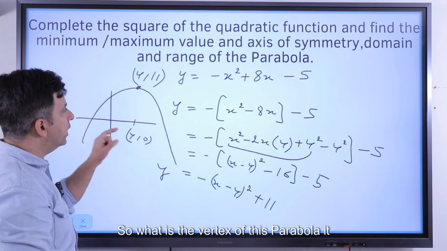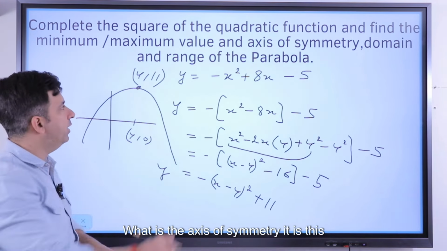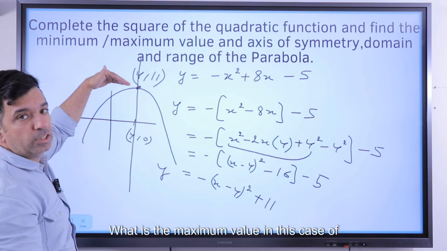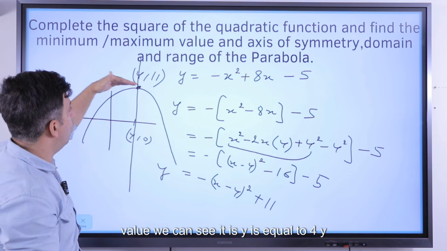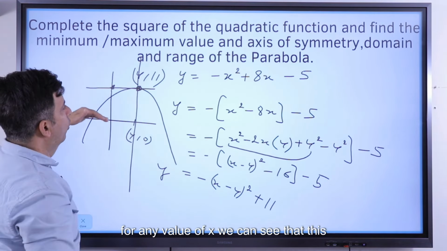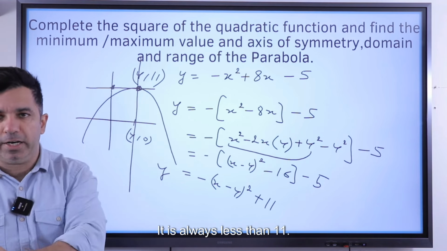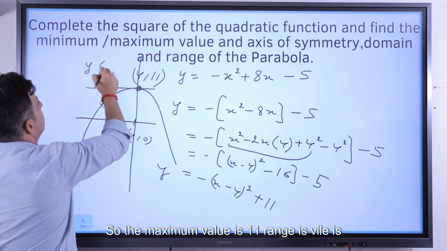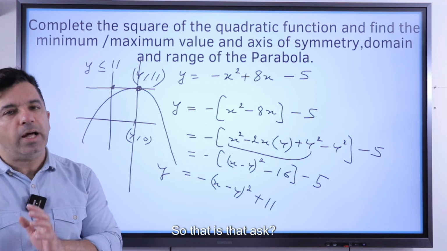So what is the vertex of this parabola? It is the point 4, 11. What is the axis of symmetry? It is this line, which is x is equal to 4. What is the maximum value of this function? The maximum value we can see is y is equal to 11. The maximum height at this point is 11, and for any value of x, this function is not taking a value greater than 11. It is always less than 11. So the maximum value is 11, range is y less than or equal to 11, and domain again is x belonging to all real. So that is the task.